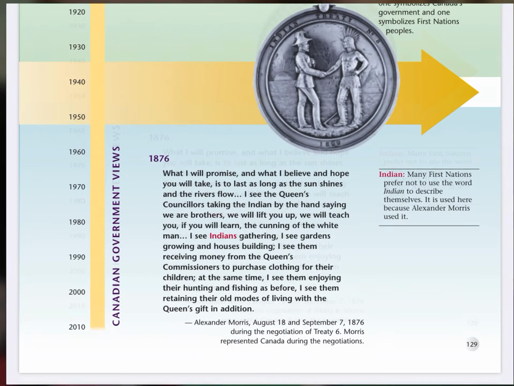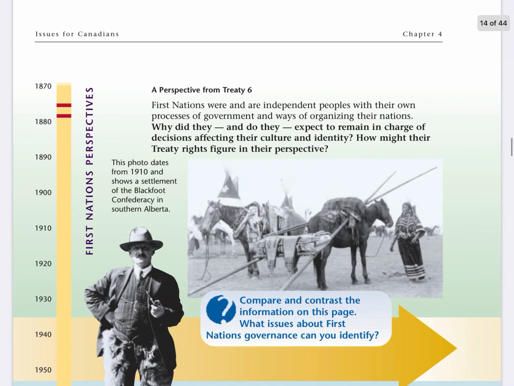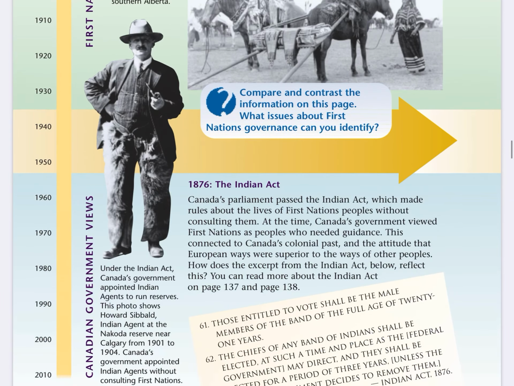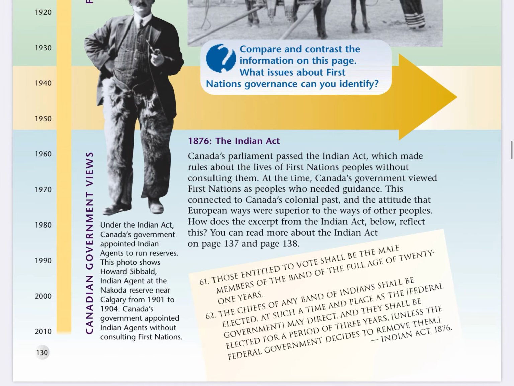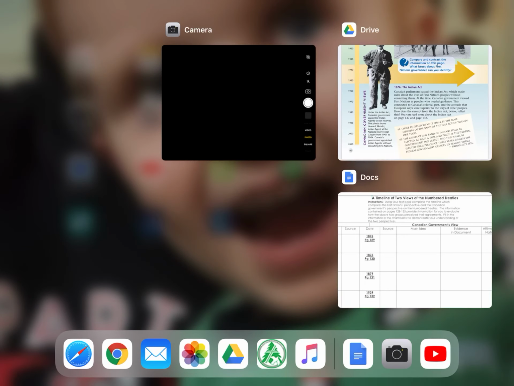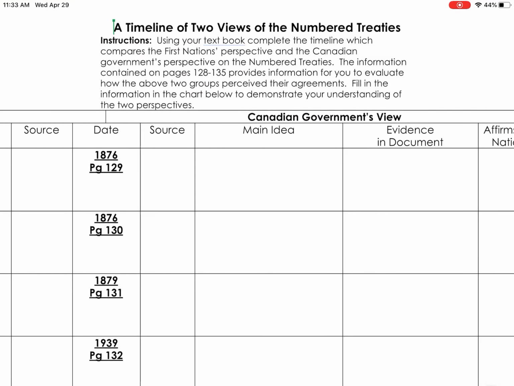So now you go to page 130. Same thing. First Nations perspective at the top, government perspective at the bottom. Okay, so it can get a little confusing. We'll go through this tomorrow or maybe next week, depending on how far you guys get on this, but we'll go through this a little bit in a Google Meet just to give you guys a little help with this.